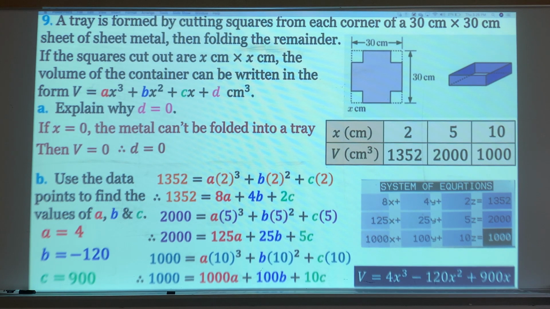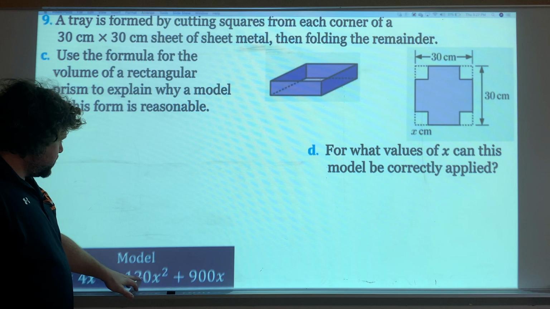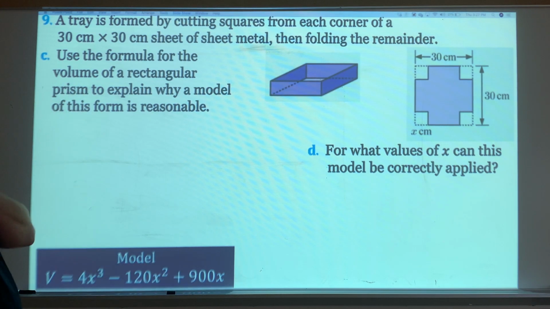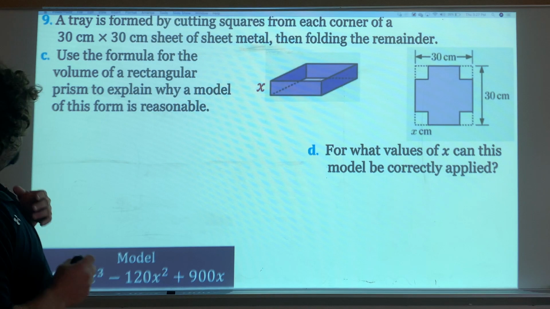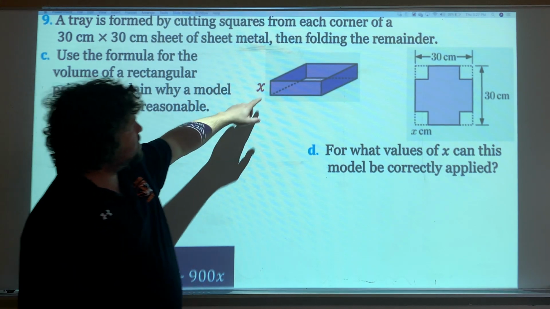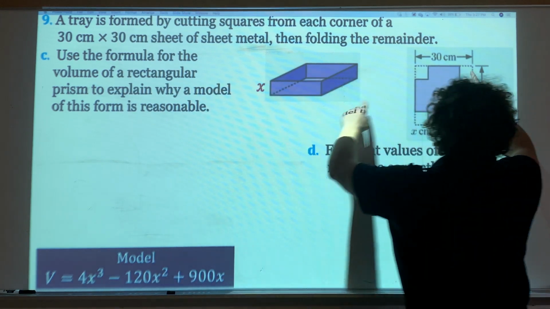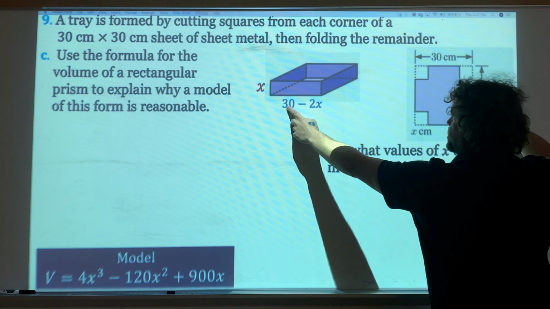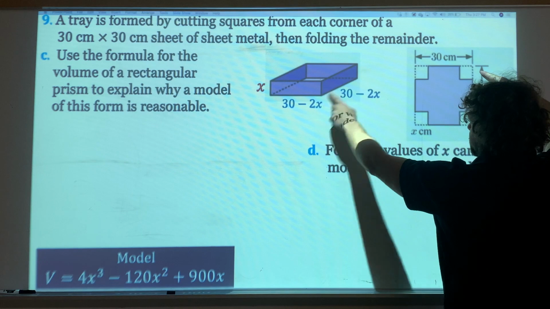So V equals, if you want the formula, 4x cubed minus 120x squared plus 900x. We're actually going to use that, though, to find C. We're going to use our formula to find the volume of the rectangular prism. Now, what is the volume of a prism? Volume equals length times width times height, right? So our height is x. Our width, since this whole thing is 30, and each one of these is x, our width is 30 minus 2x. And whatever our width is, our length is as well. So this is also 30 minus 2x.